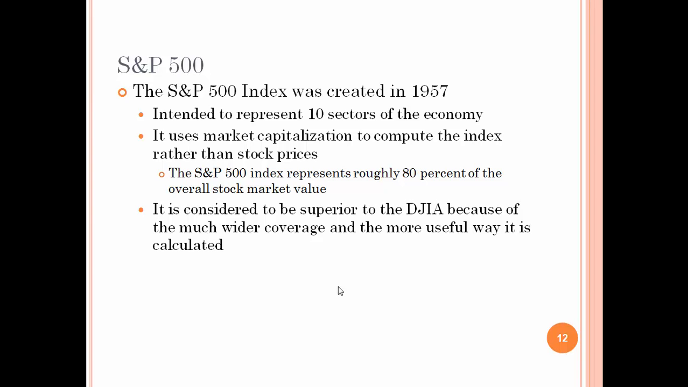So remember, we just mentioned that all the stocks in the Dow represent about 30%. So 80% here means the S&P 500 has a broader coverage, and that's why it is considered to be superior to the Dow, because of much wider coverage and the more useful way it is calculated. Again, you are not required to know exactly how to compute the market value weighted index, but you just need to understand that they use the market value, or market capitalization, to compute the index.